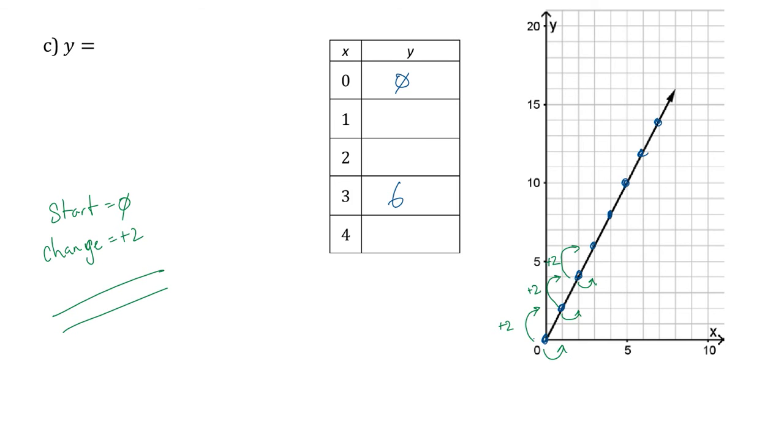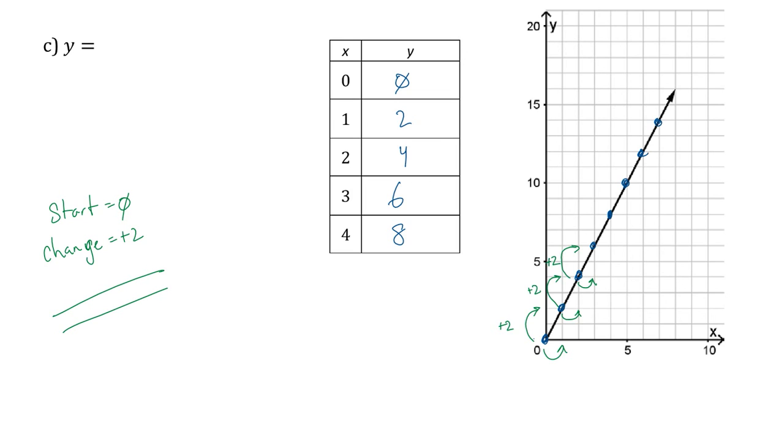And if I start at 0 and I'm going up 2 every time, that's going to be 2, up 2 more is 4, up 2 more is 6 that we already got, and then up 2 more is 8. And again, 4 and 8 is one of those points. Okay, so I've got that.